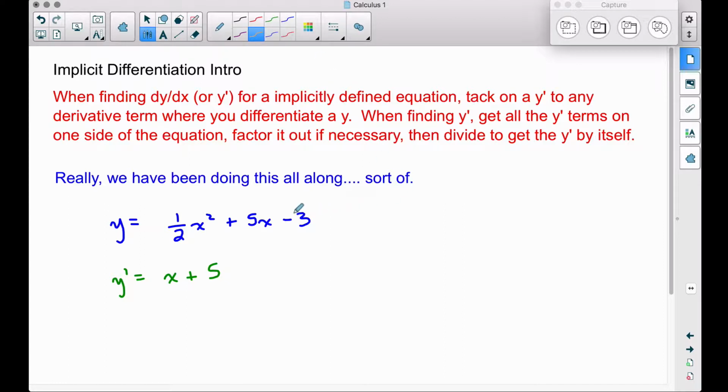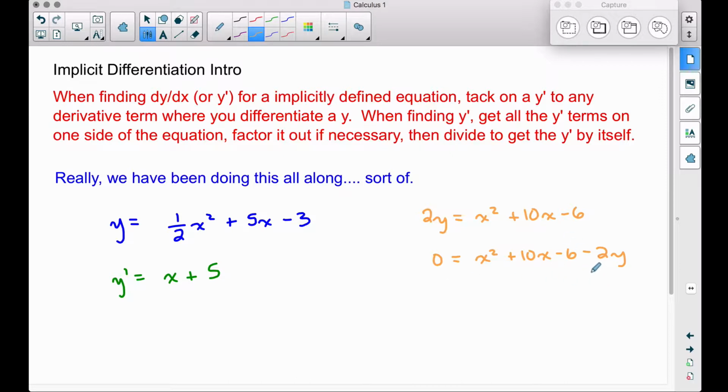Now, let's look at this function in a slightly different way. What I'm going to do here is multiply everything by 2. So therefore I have 2y equals, multiplying this by 2, x squared plus 10x minus 6. Now, this looks a little bit different, but it's the exact same curve as what we have here. And I'm going to move the 2y over here, so therefore we have 0 equals x squared plus 10x minus 6 minus 2y. This is a moderate example of an equation that is implicitly defined.